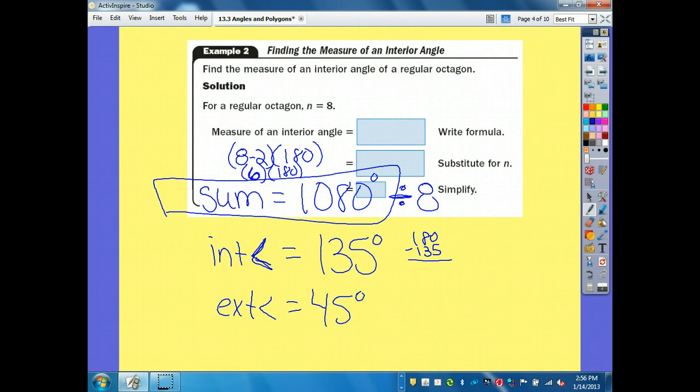Question. Wait, in our worksheet, do we have to do the interior? Yes. Yep, show all three. The sum, the interior, and the exterior. I got it.